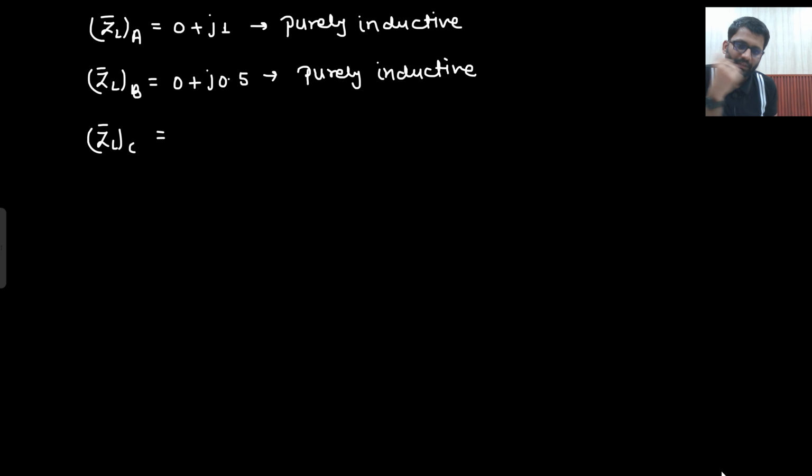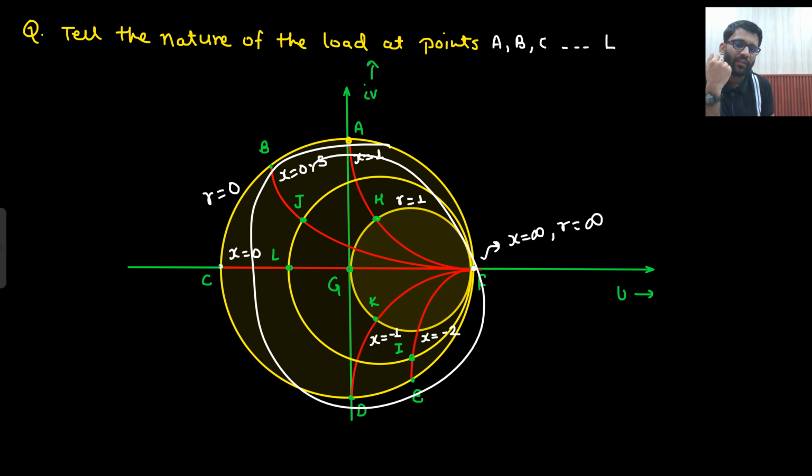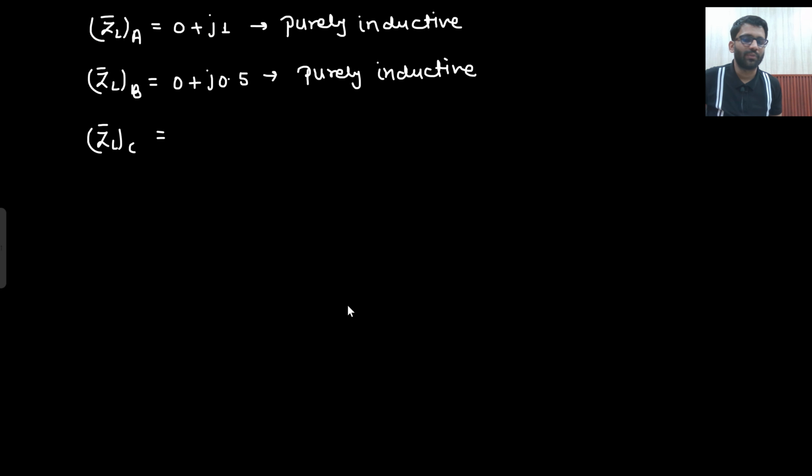At point C, X equals 0 at point C. Look, X is equal to 0 and R is also equal to 0. On this complete curve, R is equal to 0, but this is cutting here at X equals 0. So X is also equal to 0, R is also equal to 0. So 0 plus j0, that means short circuit. So this point is short circuit.